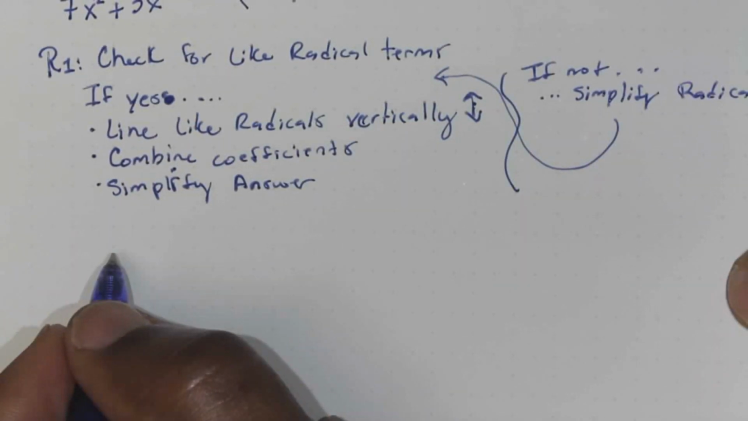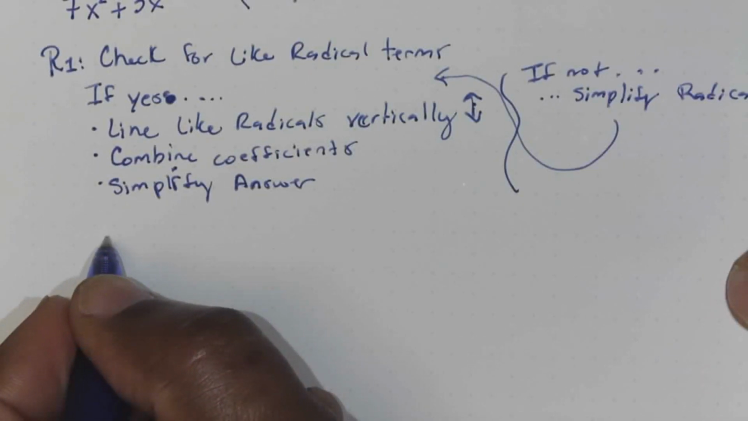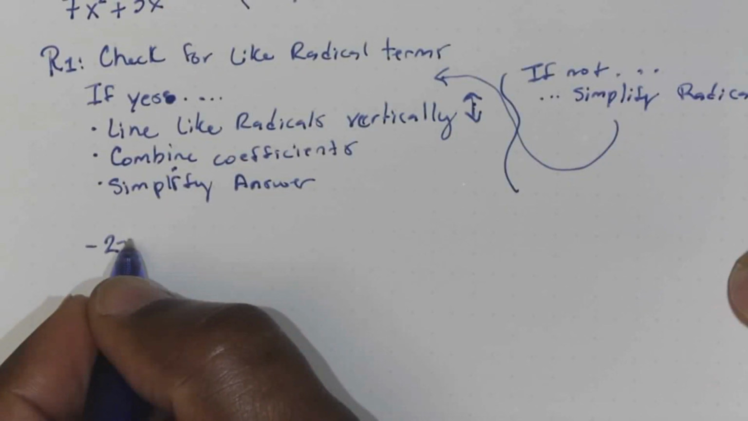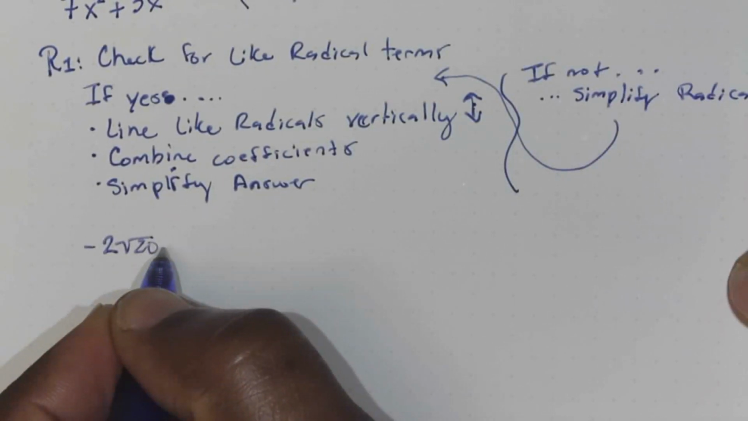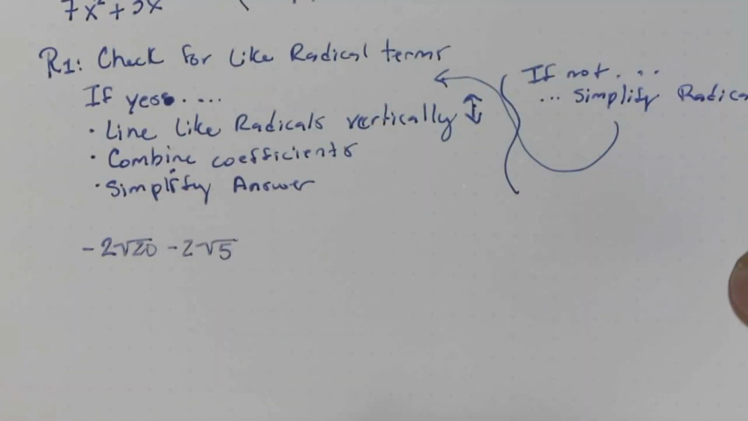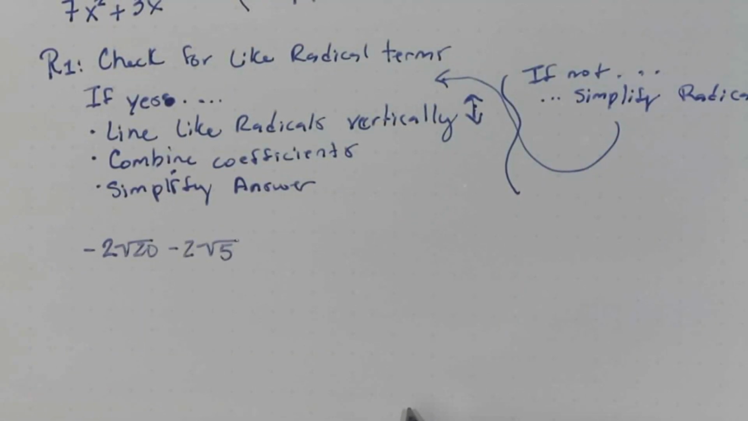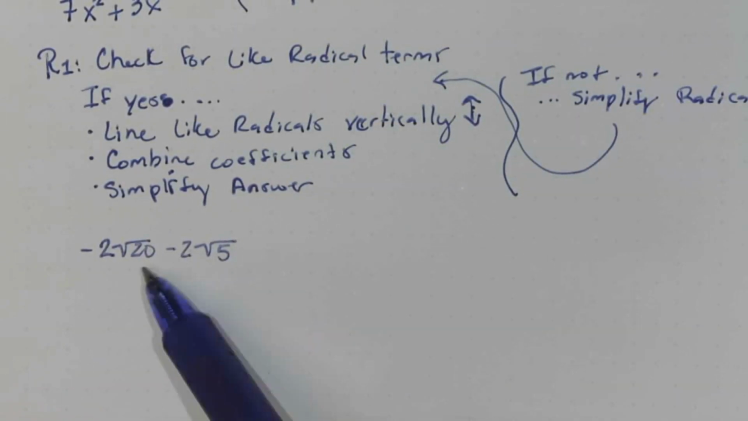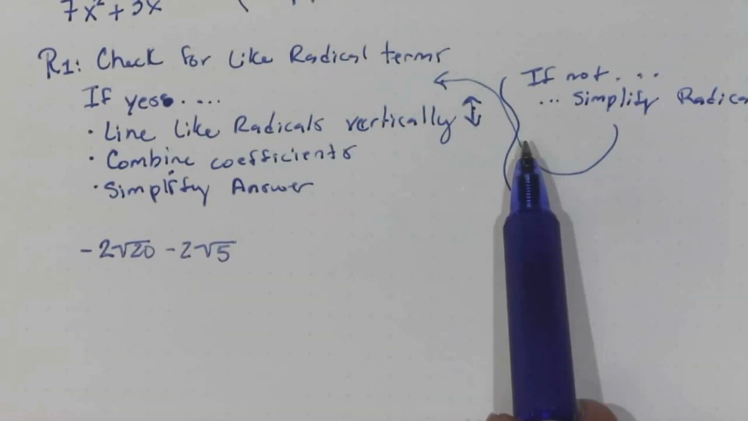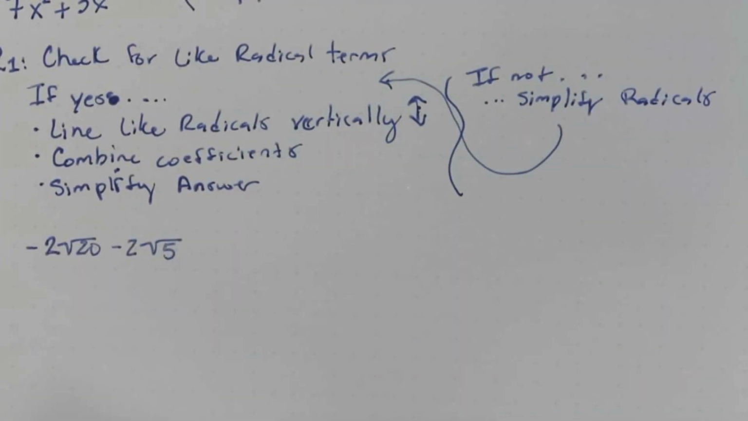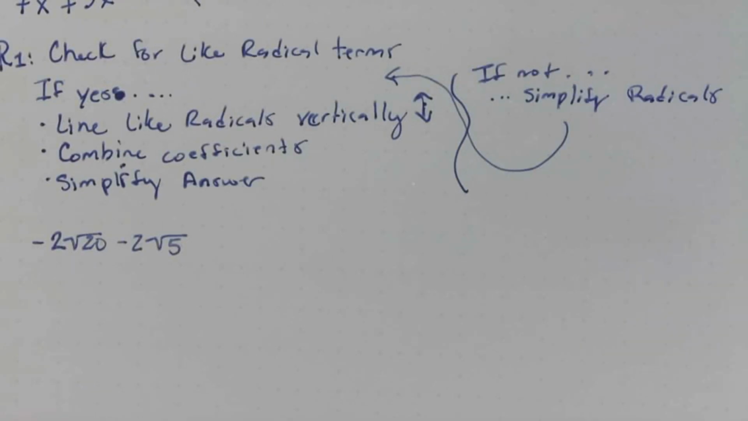Let's try negative 2 square root 20 minus 2 square root 5. Now, first thing, check for like radical terms. Are these like radical terms? Nope. So if not, simplify the radical. So 5 is cool. We can't break that down. We can break down 20. 20 is what times what? What are you using?